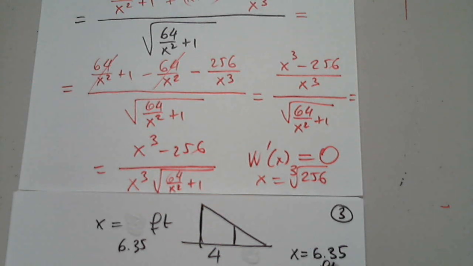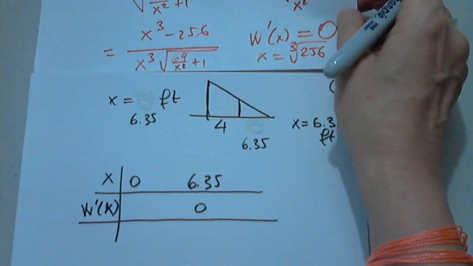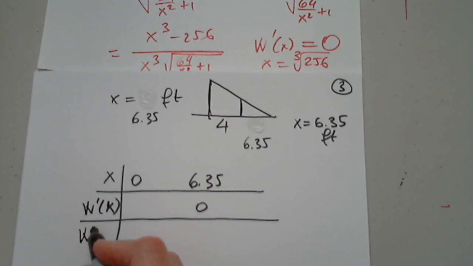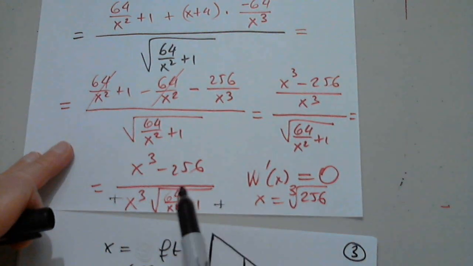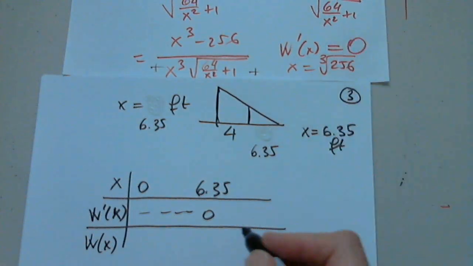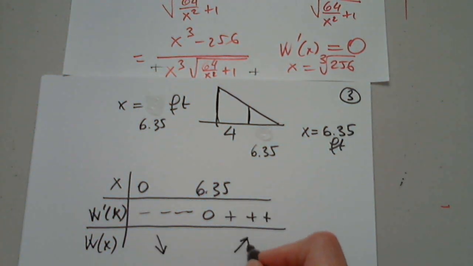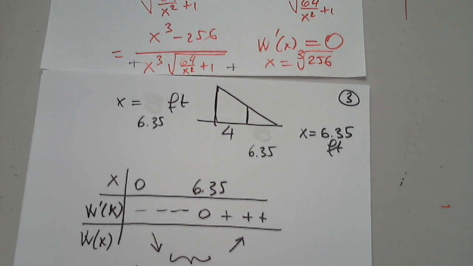Okay, 6.35. Perfect. So I have x, I have 0, I have 6.35, I have w prime of x. I have to study the sign because I don't know if this gives a max or a minimum. I have no idea. So this is positive, this will be positive. When I plug in 0, this is negative. So I know for sure that this is the minimum. In this case, also absolute and relative.